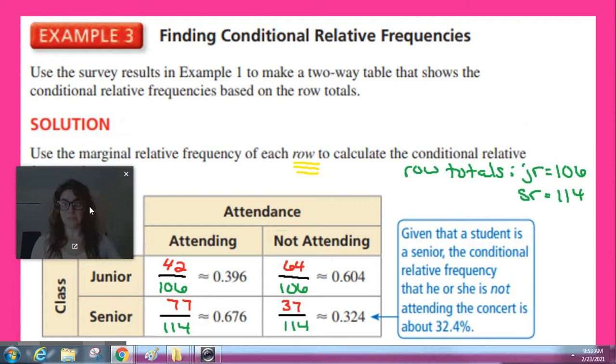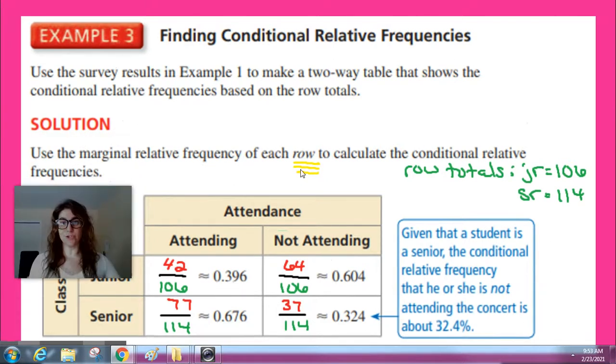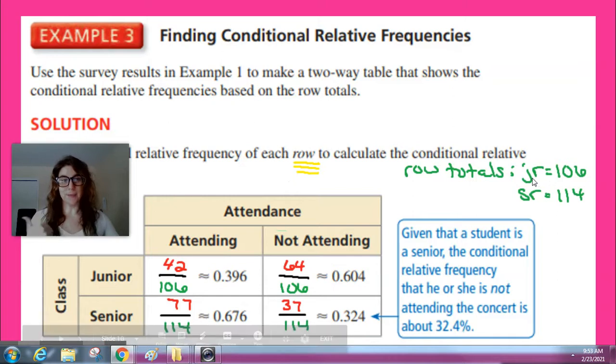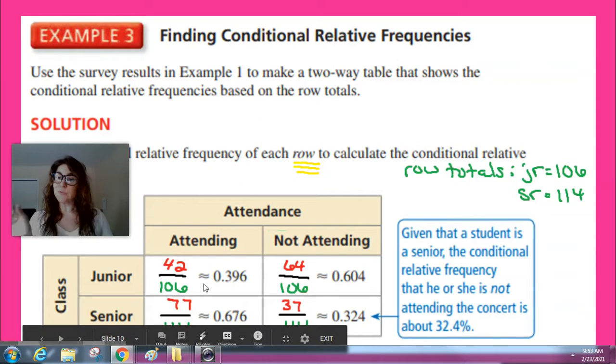Once we start looking at a condition, it's a little bit different. Now the condition says we're looking at each row. So we were looking at grade levels now, right? The rows are juniors and seniors. So I know from the previous problems, I had 106 juniors, I had 114 seniors. So I only do the specific row's total now. So 42 attended out of the 106 juniors. 64 did not attend out of the 106. Okay, same thing with my seniors. 77 out of the 114 attended, 37 out of the 114 did not attend.